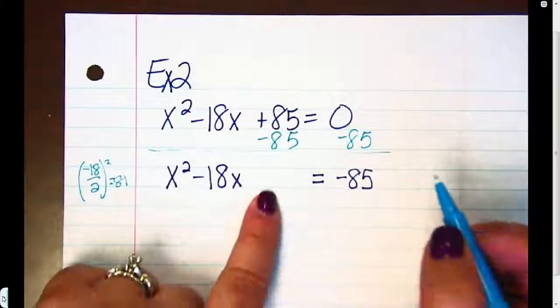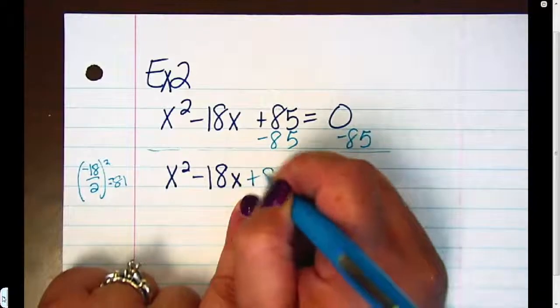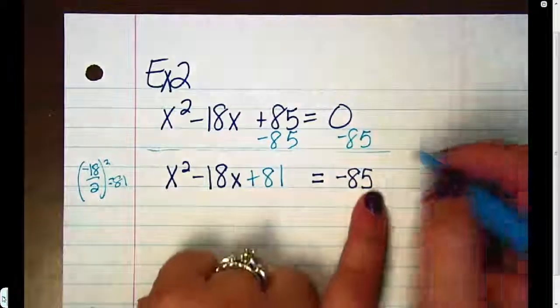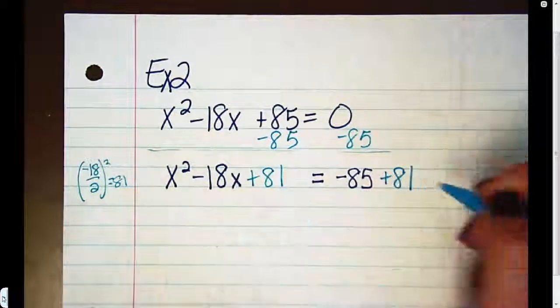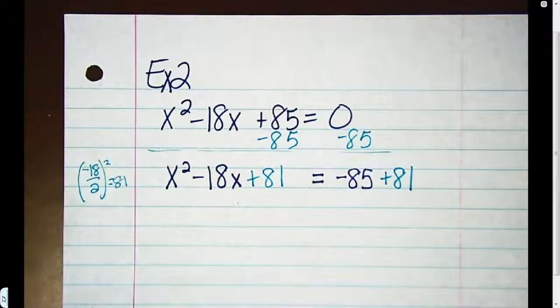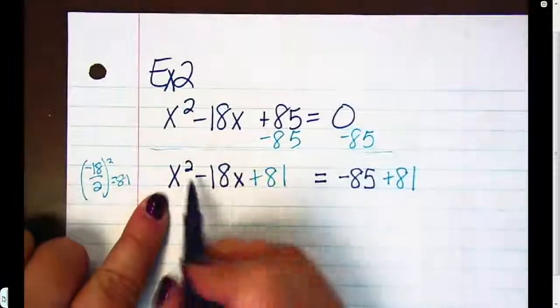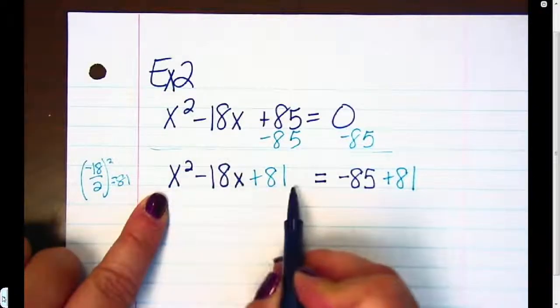So this is the space that you left. Write this down. So you're going to add 81 on the left and add 81 on the right. It has to be on both sides of the equal sign. Right? We have created a perfect square trinomial.